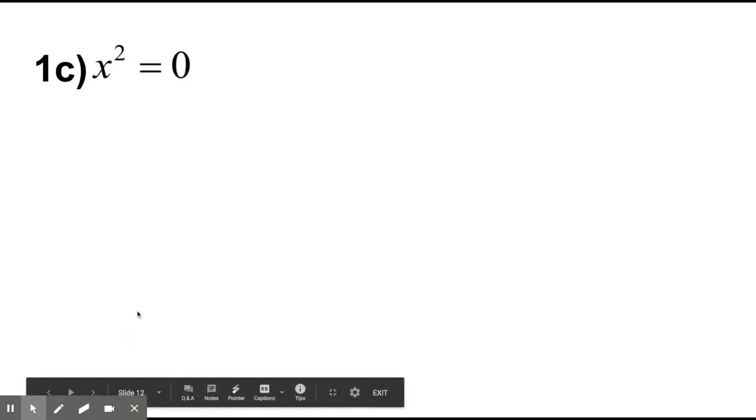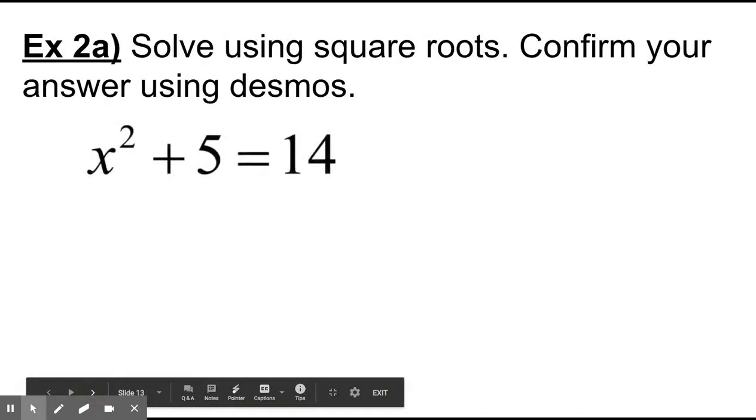X squared equals 0. Go ahead and solve this one. So notice here you just get one solution. X is equal to 0. Go ahead and solve this problem here.